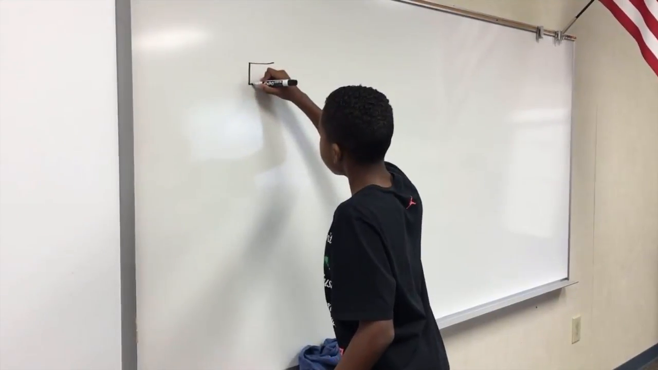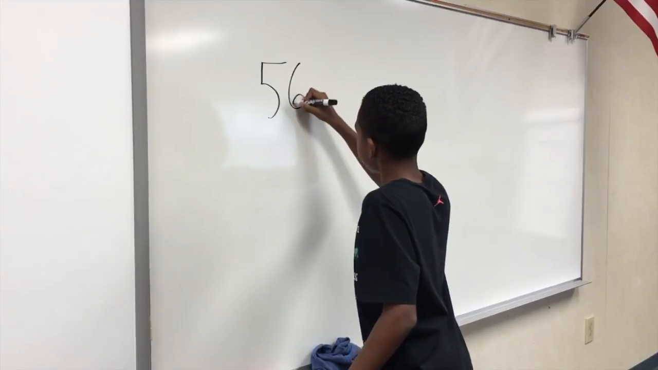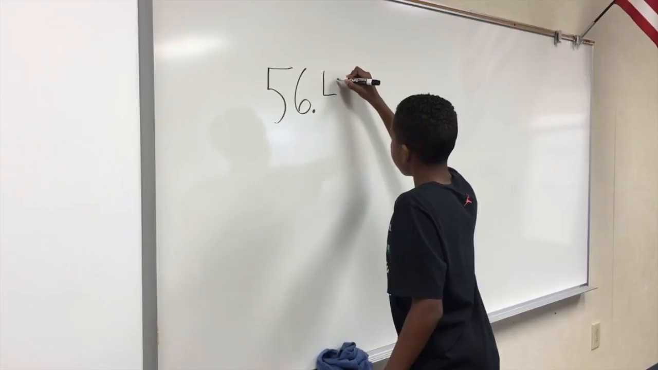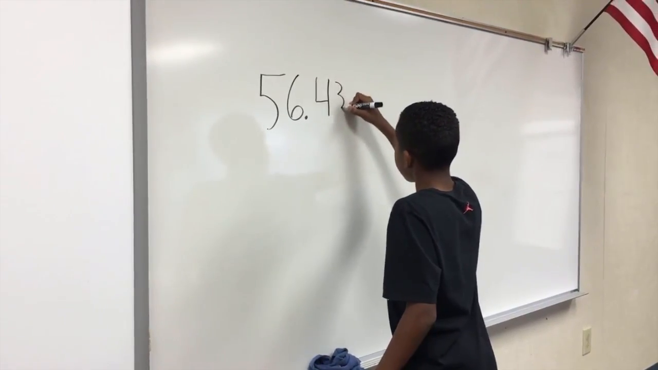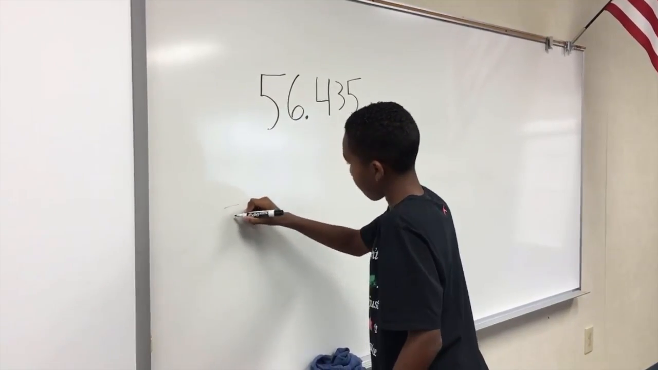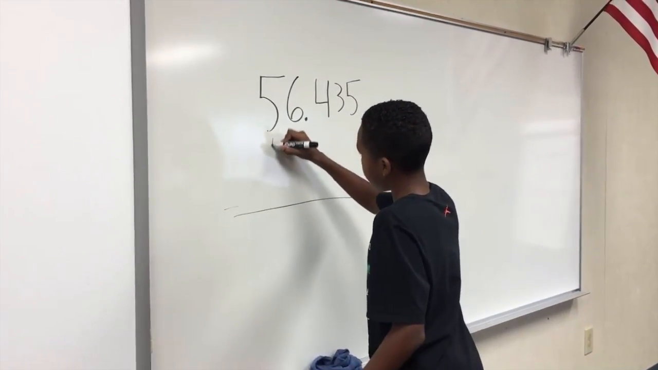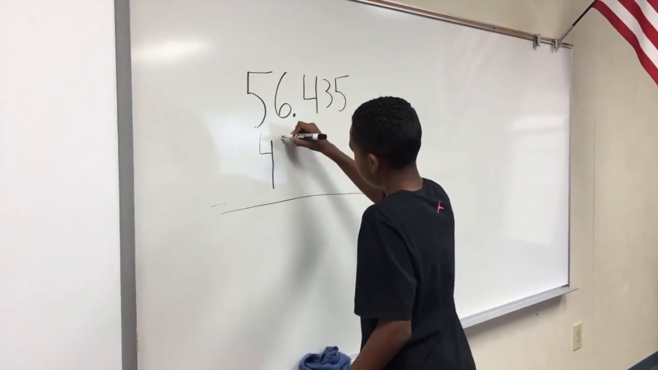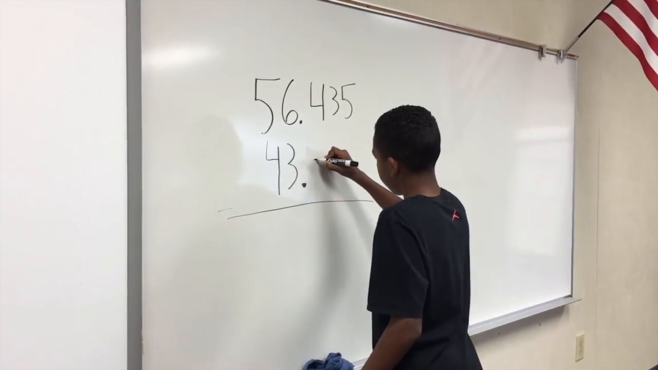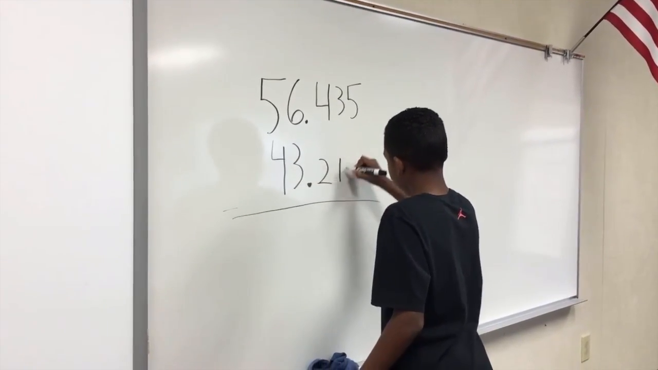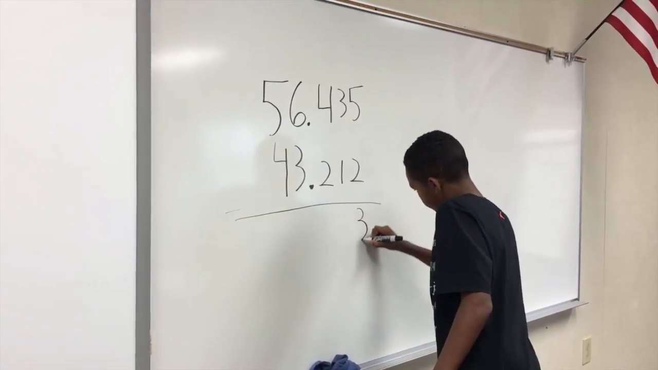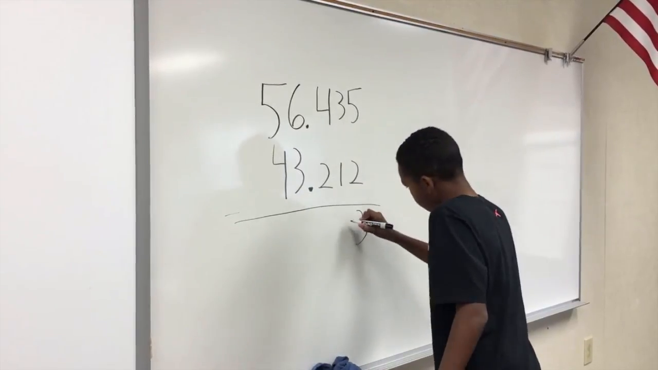Kenny is solving 56 and 435 thousandths minus 43 and 212 thousandths. First, he is writing the problem vertically on the board and aligning the decimals on top of one another. Now he's starting to subtract in the thousandths column. He is making his way left through the place value columns.